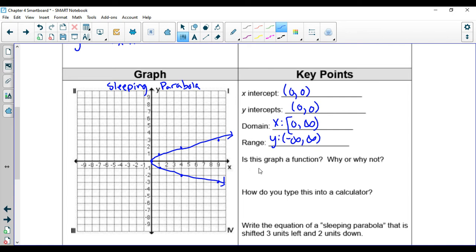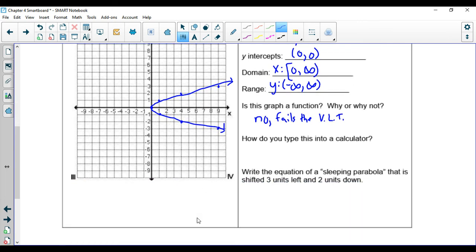Is the graph a function? No, it is not a function. It fails the vertical line test. So if I drew a vertical line right here, it's failing that. The vertical line is crossing at 2 spots. Now, the question is, how do I type this into my calculator? So, actually, we'll come back to that.